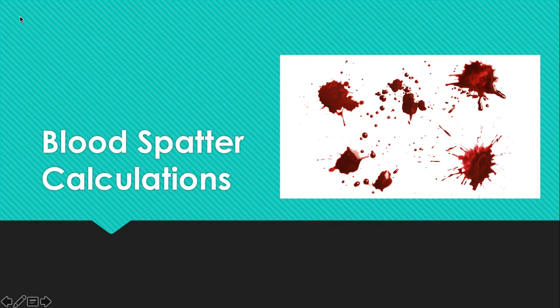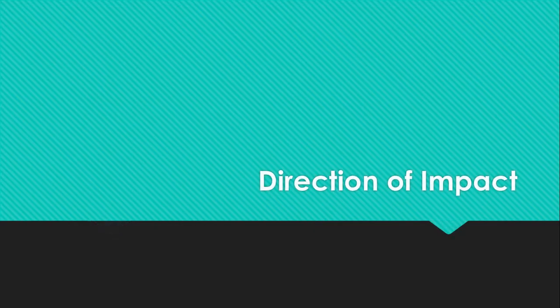Alright folks, in this video we are going to look at some blood spatter calculations. Now we've previously learned about the different types of blood spatter and what could have caused them, but now we're actually going to look at some numbers and we're going to do a couple of calculations. First thing we want to discuss though is the direction of impact.